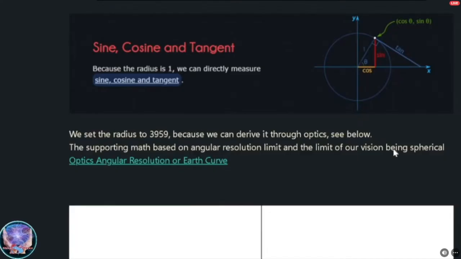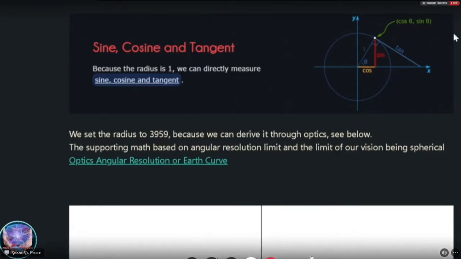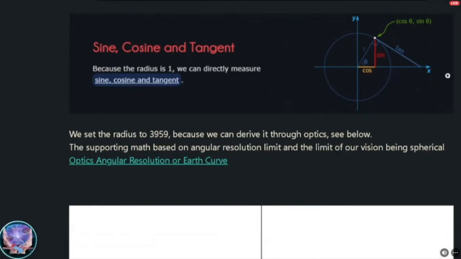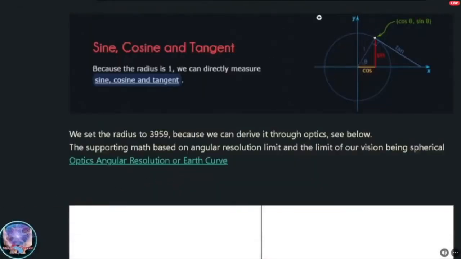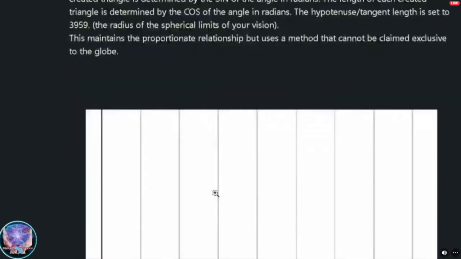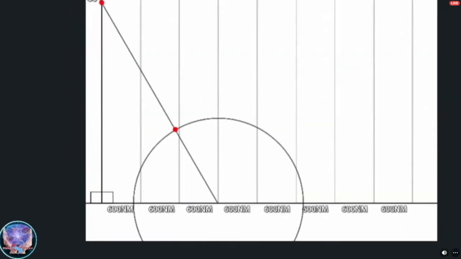Just to explain the unit circle here, right? This is because the radius is 1. We can directly measure sine, cosine, and tangent. We set it to 3959 and then multiplied it by that afterwards, our result, so that we know we were using it correctly. And again, this dictates that we set the maximum and visible radius around the observer, which we move with you, as 3959, right? And we could have approximated it like this.